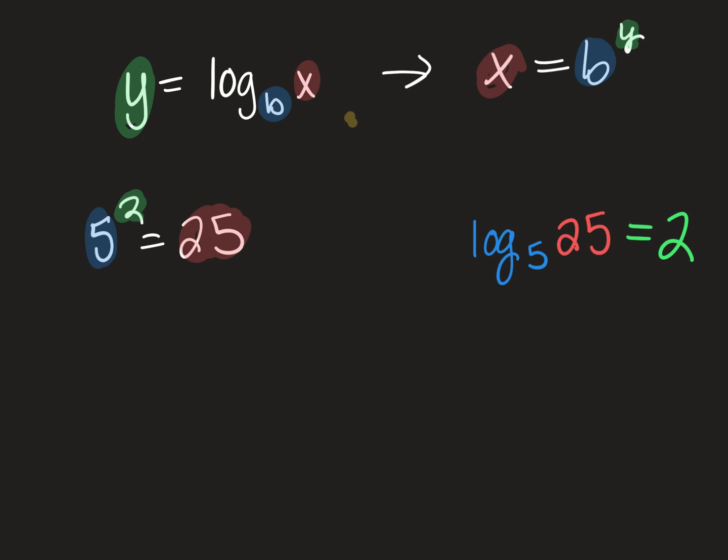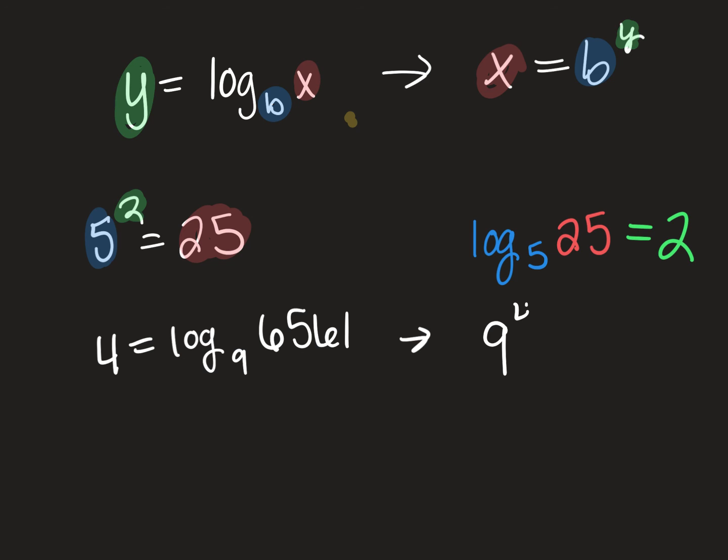All right, so let's try one where we would go the other way. Let's say that you're given 4 is equal to log 9 of 6,561. So what's the base of our exponent going to be? I think these are a little bit easier because it's easier to see. So we have 9 to what power? Which one's going to be our exponent? 4 is equal to 6,561.